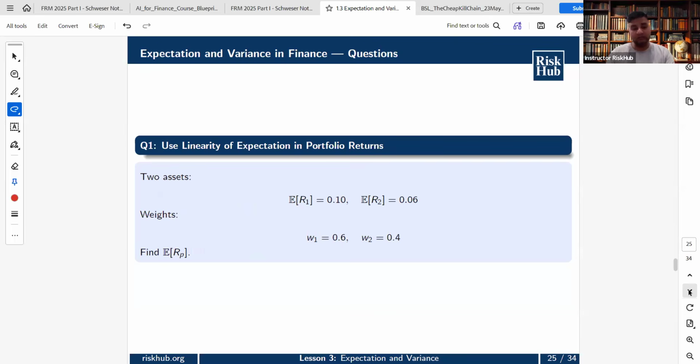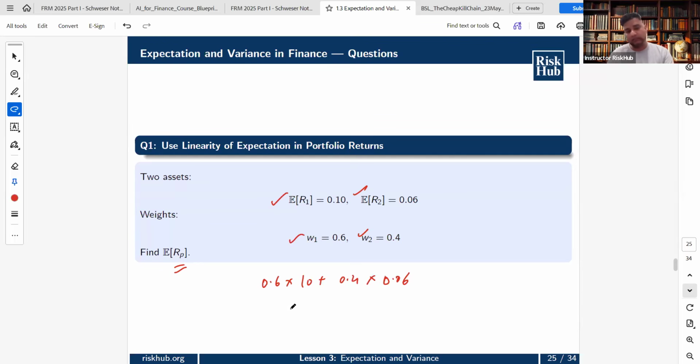So the first question: we have been given two assets' expected returns, one is given, two is given, weights are given, right? So how do you find this value? This is a weighted average, guys. 0.6 into 10 plus 0.4 into 0.06, right? Solve it, guys. This is very simple. Expected portfolio return is the weighted average of asset returns. This is school stuff, right? You can solve it on your own.